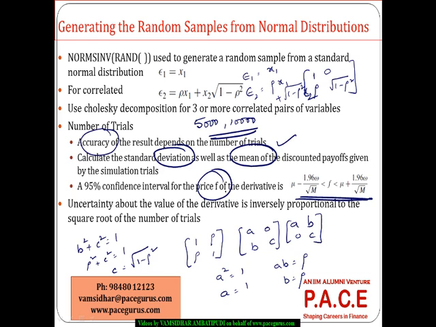The more is the number of samples I am using, I could clearly see that the error is going to be more and more minimum. So the uncertainty about the value of the derivative is inversely proportional to the square root of the number of trials. The higher is the number of trials, the lesser is the uncertainty, and vice versa.